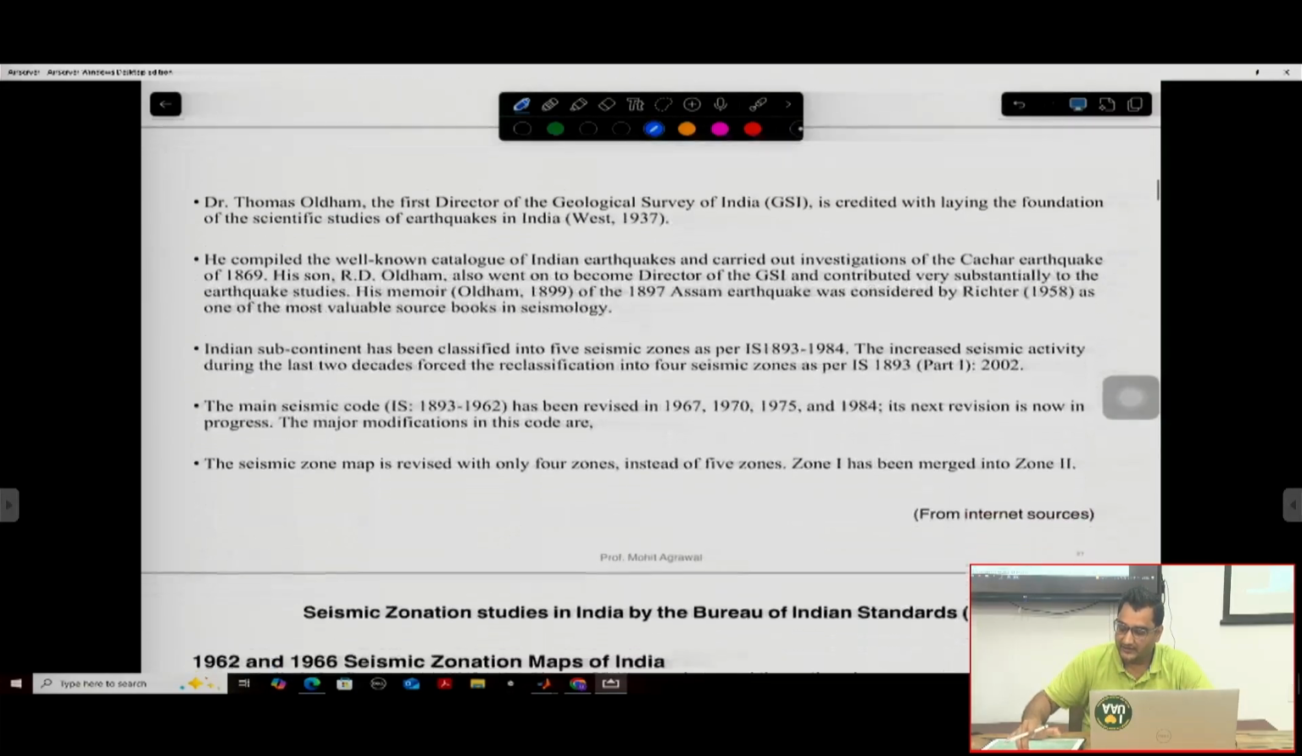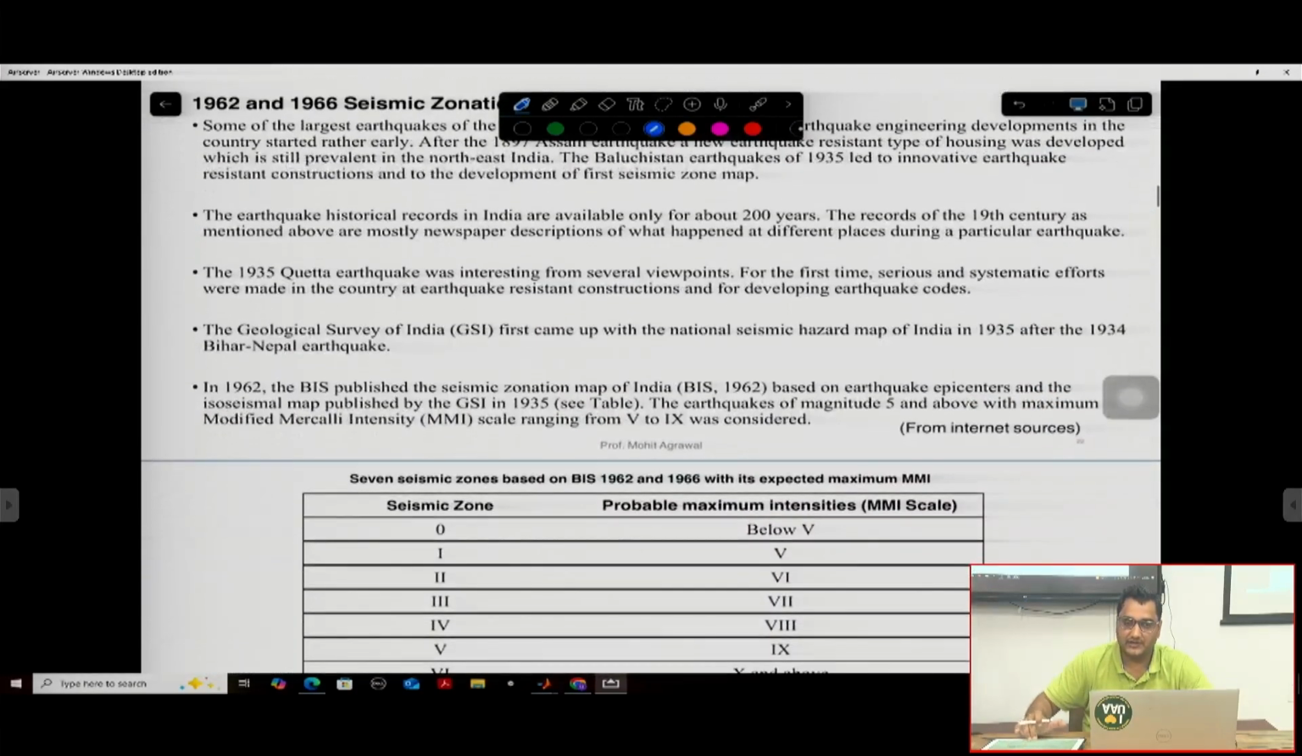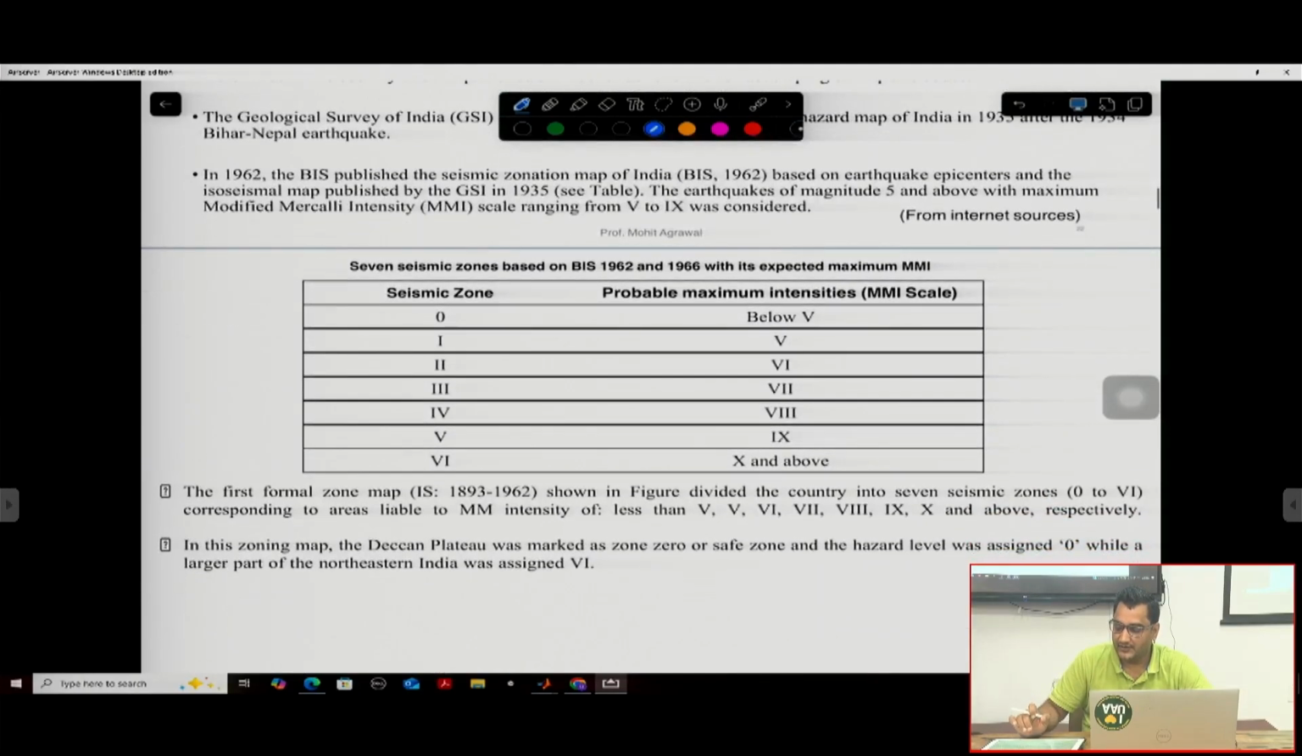And we had a little bit of history about zonation studies in India, especially in 1935 after the Quetta earthquake. GSI developed a map of seismic zonation, mainly based upon the isoseismal mapping of India and some information from the geological data. And then this map was published in 1962, had a revision in 1966, and it had a total of 7 seismic zones based on the probable maximum intensities of the earthquakes.